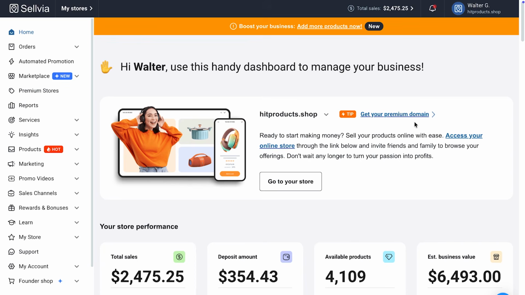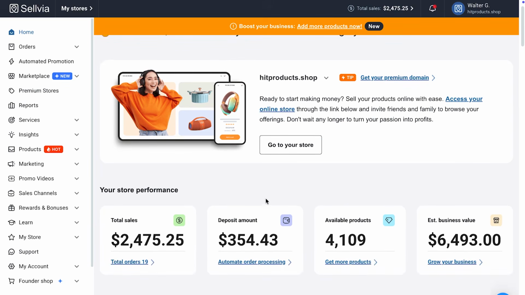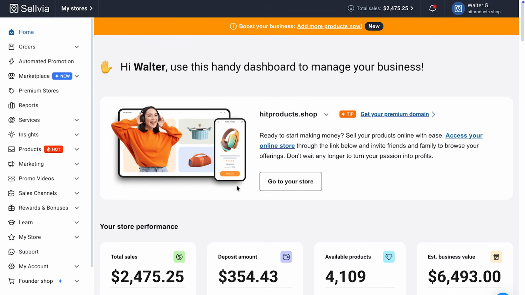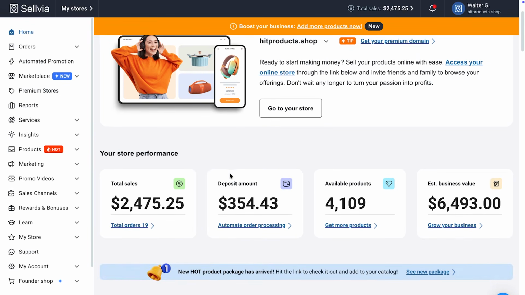First things first, let's look at the home page. On the home page, there are two things that I use most often. The first is your store's performance. Well, my store's performance in this case. In this section, there's a quick, easy to use reference. It shows you your total sales, your deposit amount, your available products, and your estimated business value. This is a new store that I started recently. This is the dashboard for my new store.